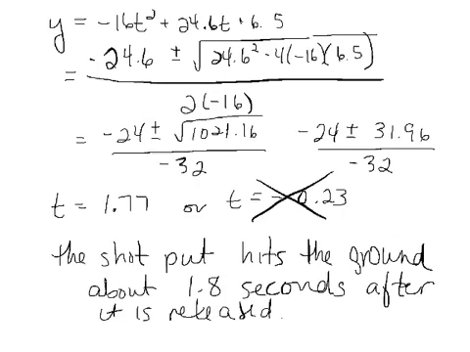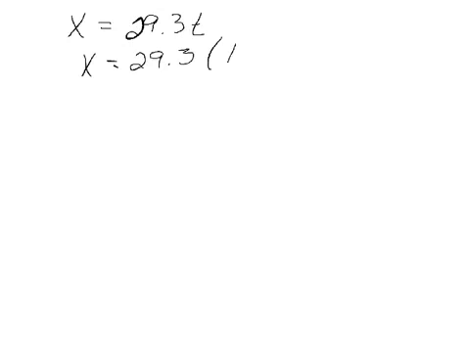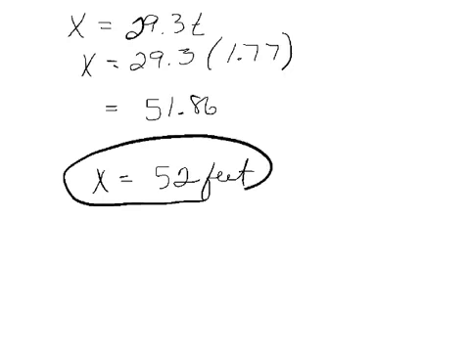Let's go on to the next part of the problem. It asks the horizontal distance that the shot put would have traveled in this time. Remember, we're given this equation, 29.3t. And really, I'm just going to plug in t. So at that time, we know how far the shot put went: 51.86, I believe it's in feet. So we're just going to round. The distance is about 52 feet.